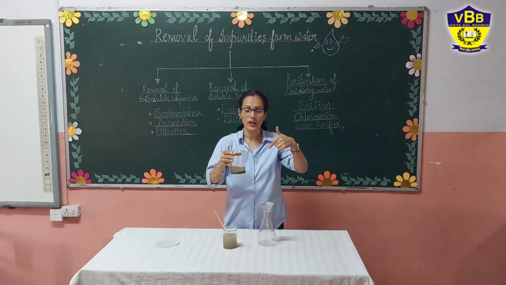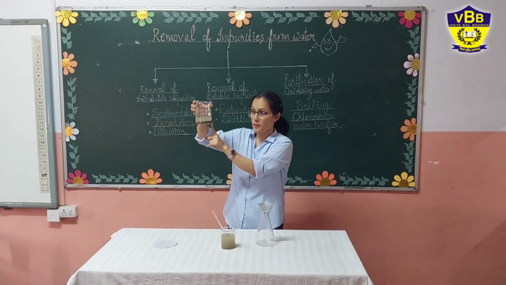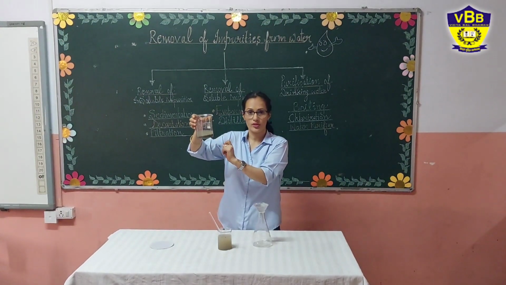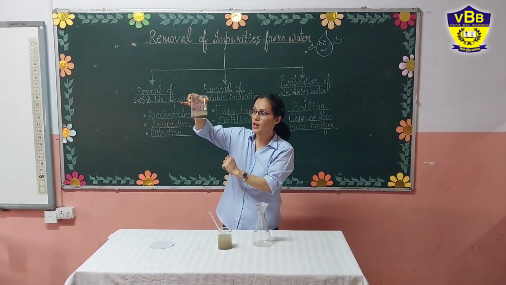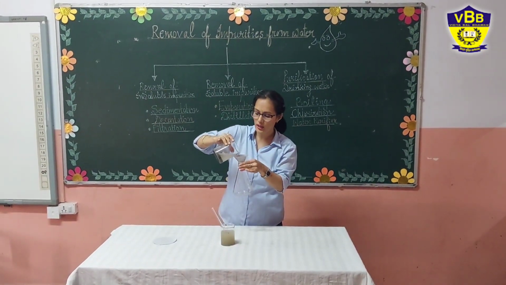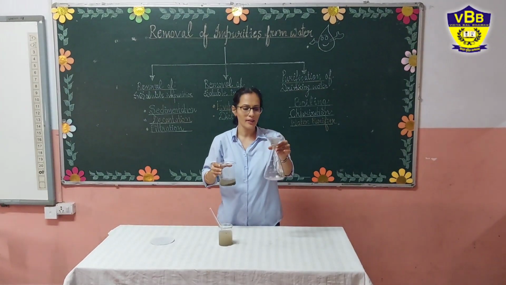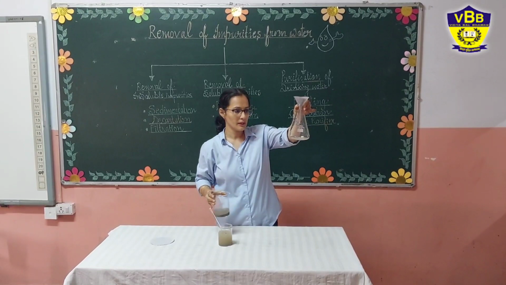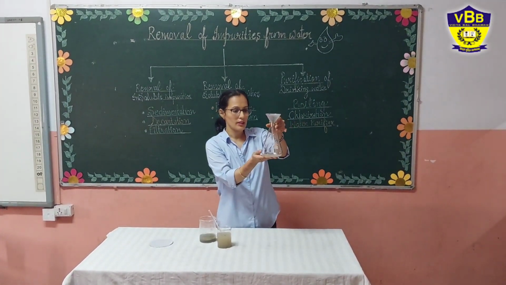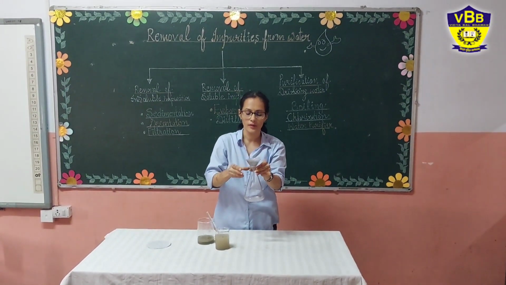Some residue is still floating in the water. You can see the heavy particles are settled at the bottom. But there are some particles which are lighter, whose density is lighter than the water's density, so they are floating on the surface. They will be removed with the help of filter paper. So all the impurities get settled at the filter paper. Slowly we will add. You can see the filter paper is doing its work. It is absorbing all the impurities inside it.